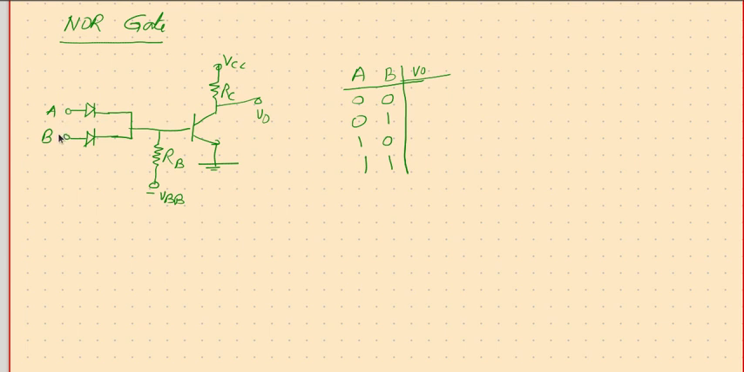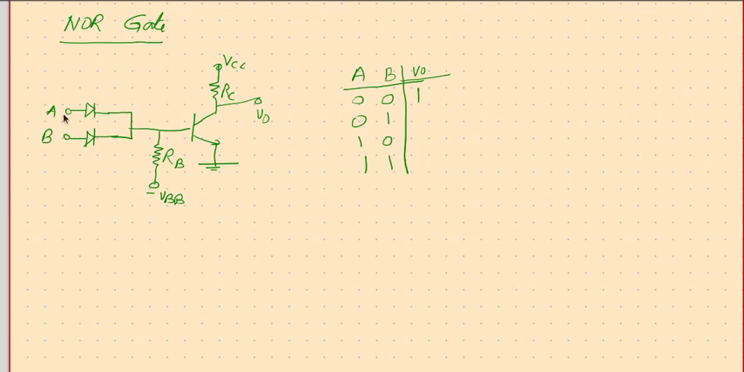So when both A and B are low, that means no current can flow through the two diodes, and hence there is no chance for any base current to flow, and therefore the transistor will be in cutoff. And because this is in cutoff, no collector current is flowing, so no voltage drop across RC. Therefore, full VCC is available at V naught. Therefore, output will be 1.